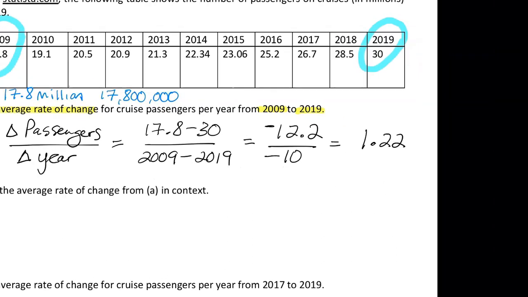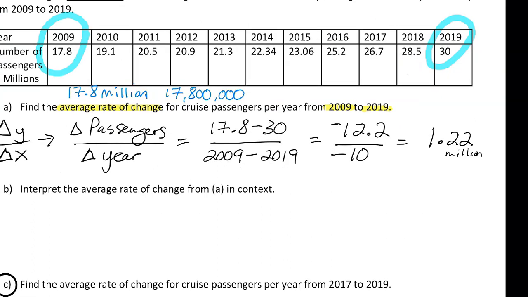The units here would be millions of passengers per 1 year. So we're estimating that as each year passes, the number of passengers increases by 1.22 million. That would be an important number for individuals in the cruise industry. They'd want to know an estimate in 2020, how many passengers might we expect, barring any pandemic canceling quite a few of our cruises.